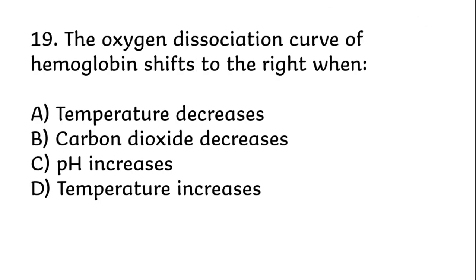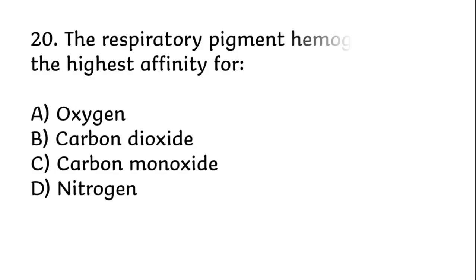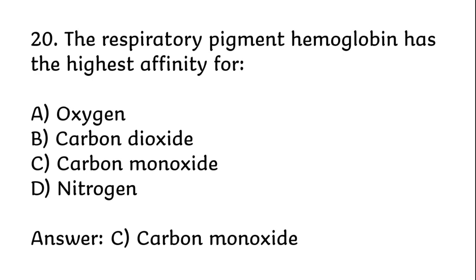The oxygen dissociation curve of hemoglobin shifts to the right when. Correct answer is temperature increases. The respiratory pigment hemoglobin has the highest affinity for. Correct answer is carbon monoxide.